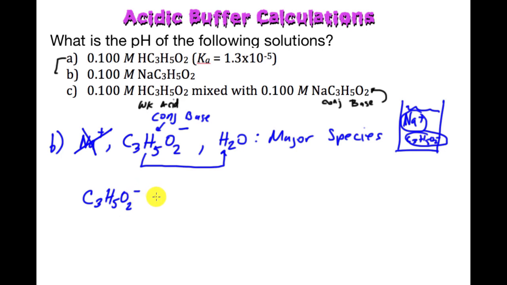What's going to happen is that C3H5O2 minus is going to react with water. I'm going to rewrite water as HOH so you can see what's going on. And this is the hydrolysis of salt. So I'm going to have HC3H5O2 plus what's left over, which would be my hydroxide ion.